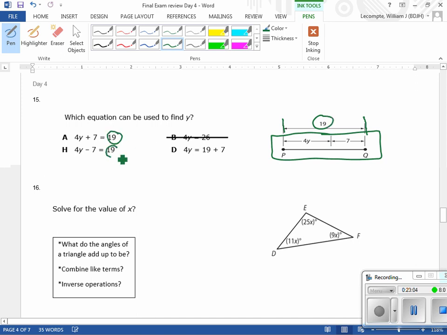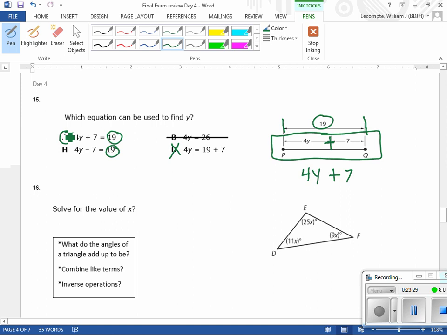So now we got to say, well, what is in between these two? Well, there's a plus sign. It says 4y plus 7 is equal to 19. So which one of my letters say 4y plus 7? It would be A. And this is actually supposed to be C. But A would be my choice.